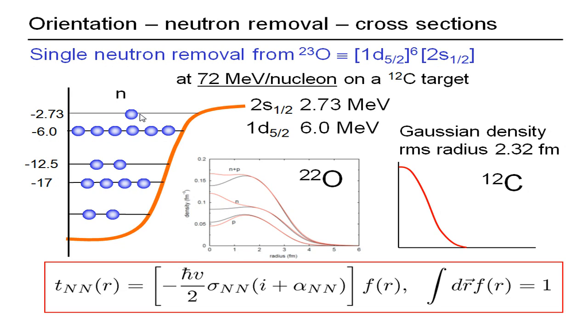So I've tried to put together the things we need. We need bound states for this nucleus and for this one. These are their separation energies, and these are their quantum numbers. I need a density for the oxygen-22 and a density for the carbon-12 in order to calculate the optical potential using double folding. There's the effective nucleon interaction that goes into the double folding calculation.